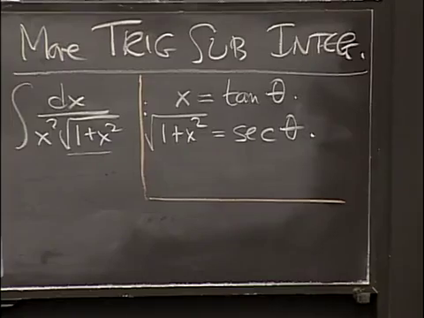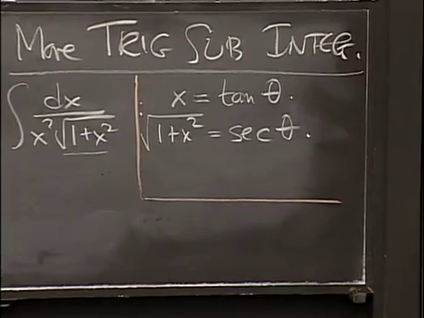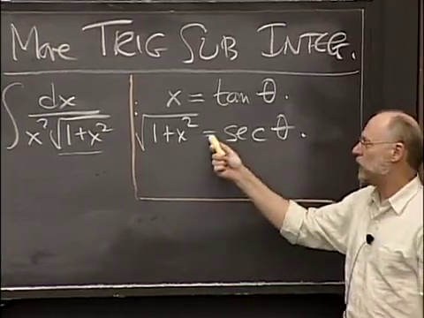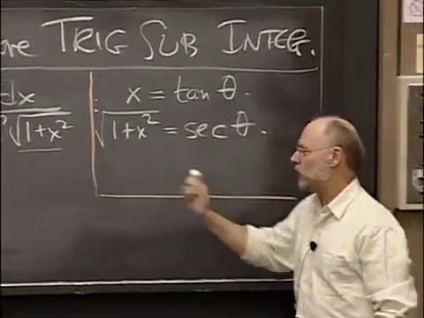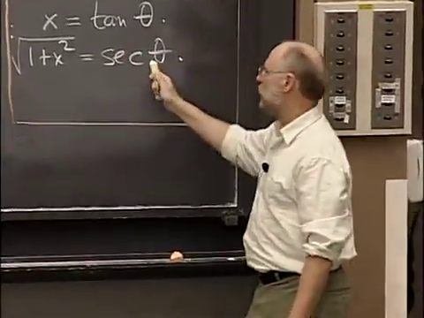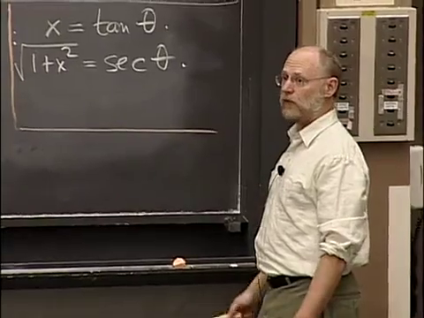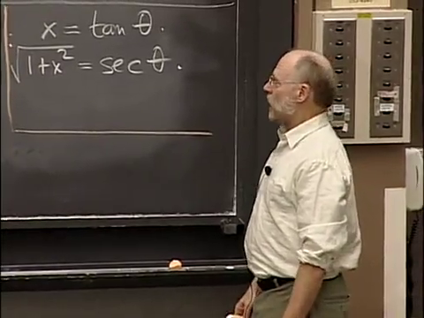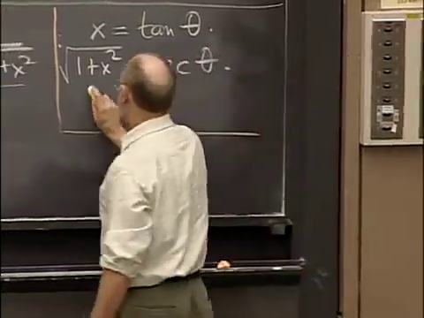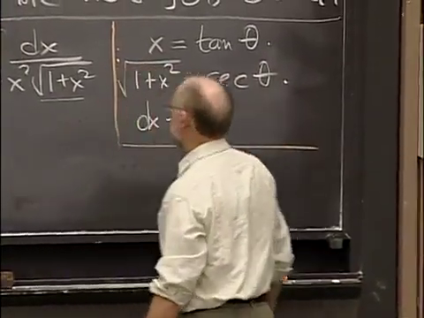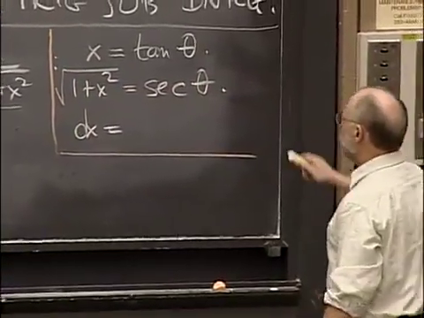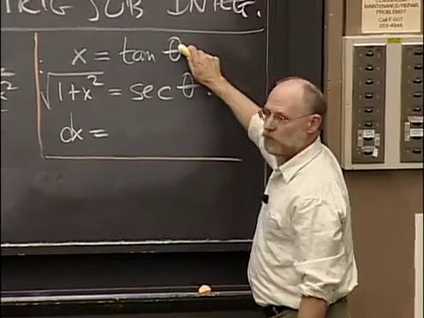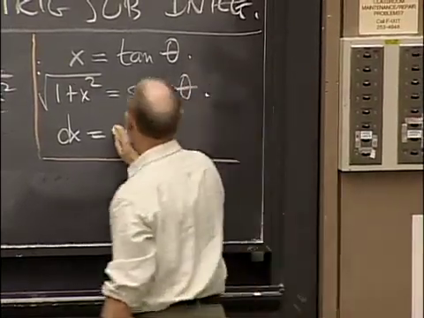Right? So that's the reason this identity is going to help us, because it gets rid of the square root and replaces it by some other trig function. I'd better be able to get rid of the dx too. That's part of the substitution process. But we can do that because I know what the derivative of the tangent is. It's secant squared.